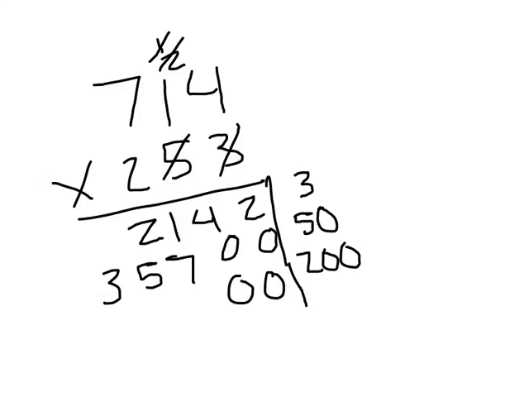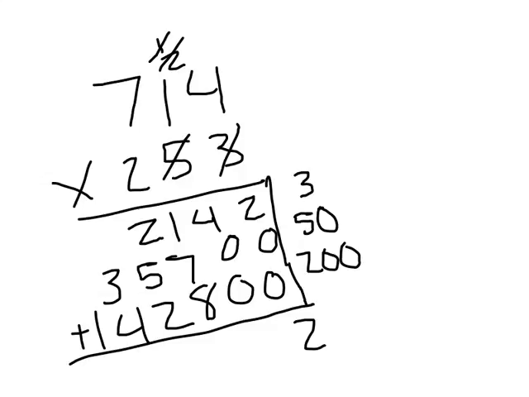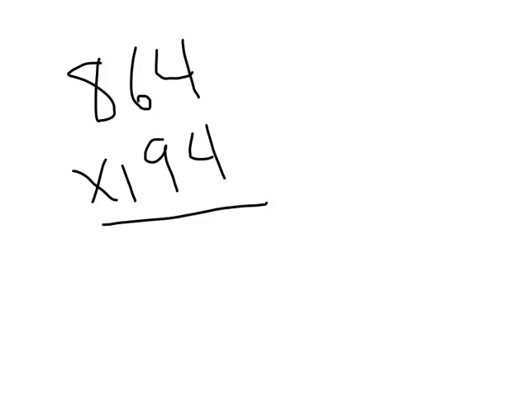Now I can multiply. 2 times 4 is 8. 2 times 1 is 2. 2 times 7 is 14. And I can add 2, 4, 16, 10, 8, 1. My final answer is 180,642. Now you try one. 864 times 194.